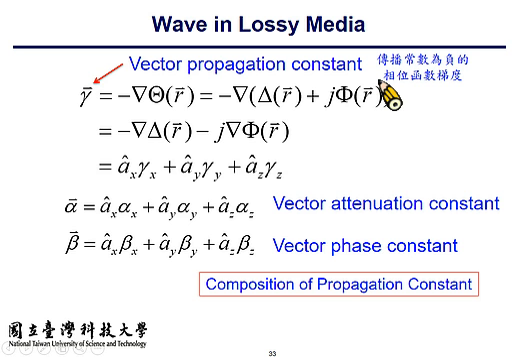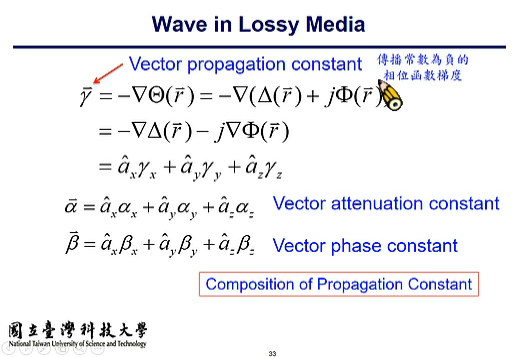By definition, the propagation constant is the minus of the gradient of the phase function. So we can substitute capital theta R with delta R and j phi R and perform the gradient operation respectively.